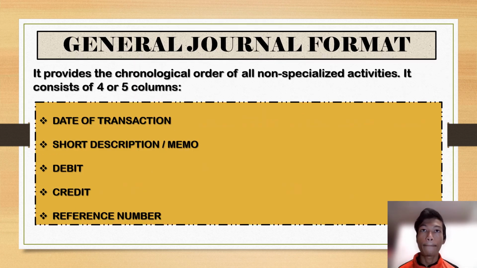General format. It provides the chronological order of all non-specialized activity. It consists of 4 or 5 columns. In general journal, we must have a date of transaction, short description or memo. Third is debit. Fourth is credit. Last is reference number.